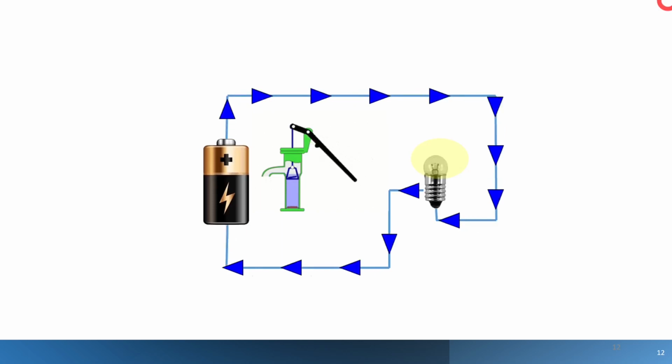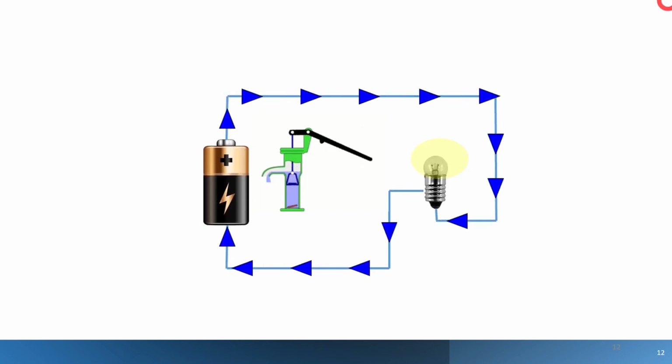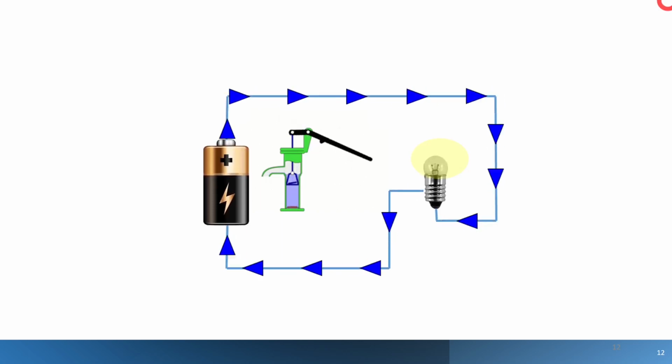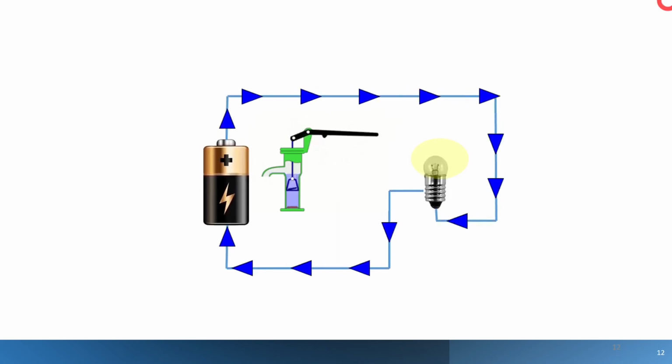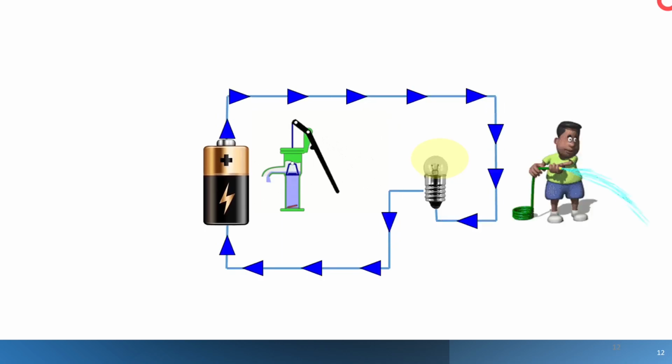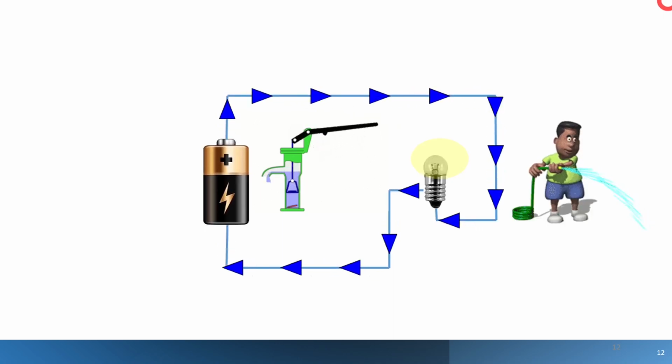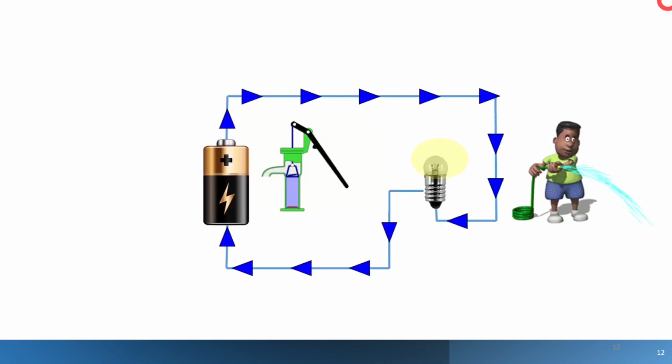But because the holes are moving from the positive to the negative, we're going to call that conventional current flow, and we're going to always talk about positive to negative flow.